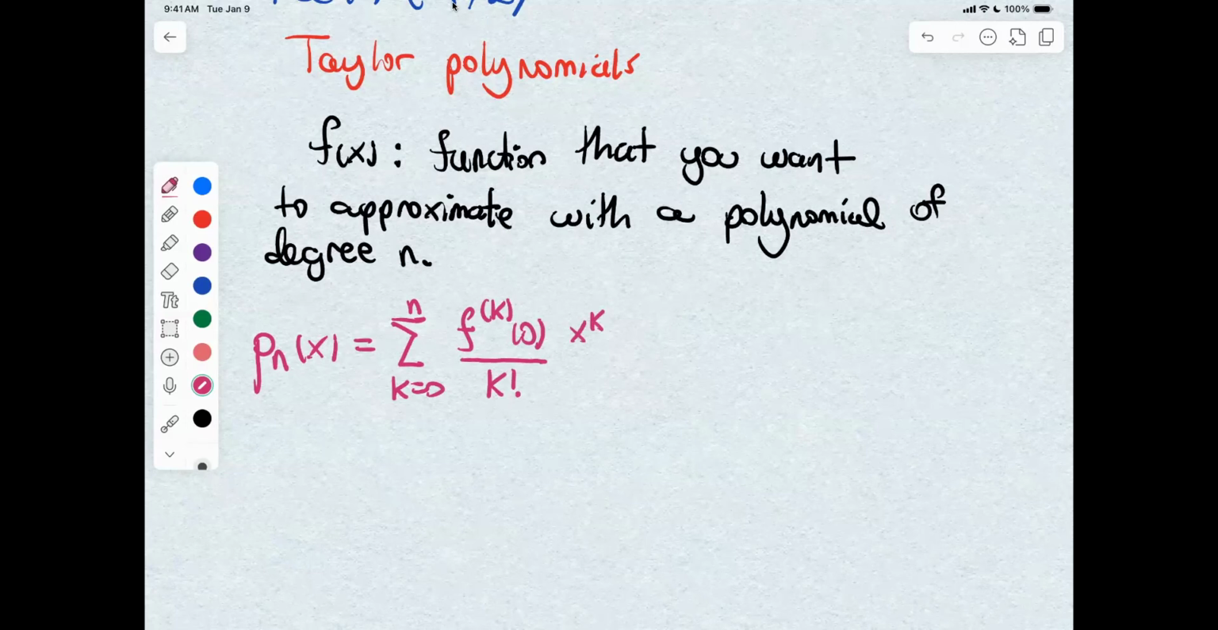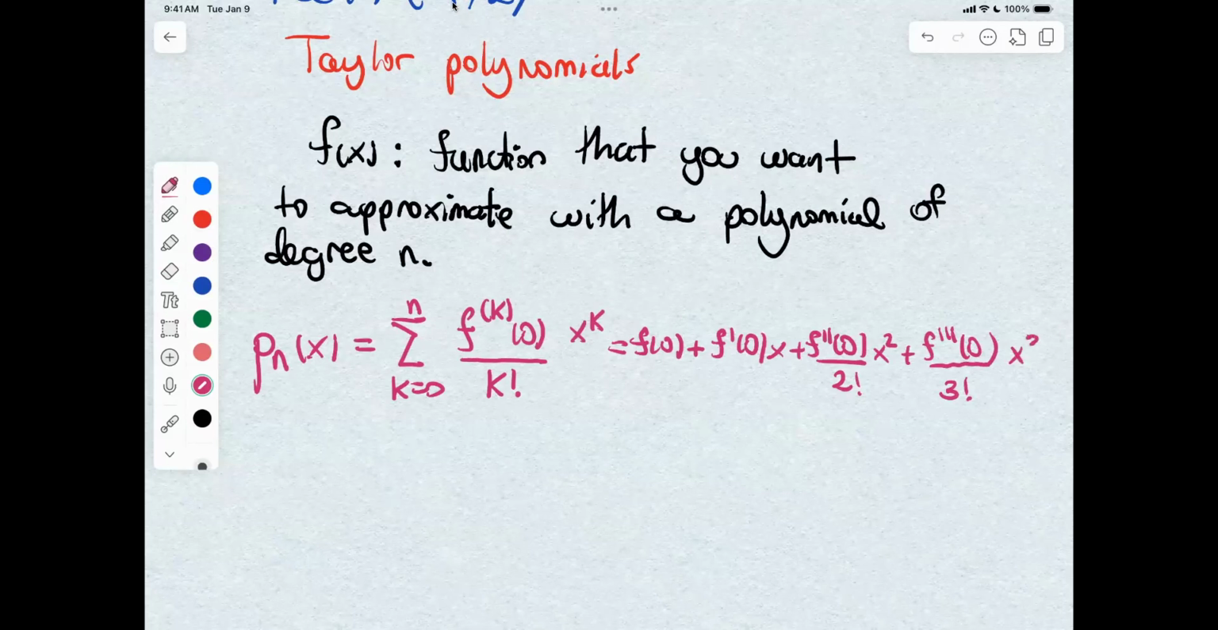So what is this in practice? This would be f of 0 plus f prime of 0 times x plus the second derivative at 0 divided by 2 times x squared plus the third derivative evaluated at 0 divided by 3 factorial. I'll put them with factorials actually to make it more clear, times x cubed. And this would go on and on and on until degree n.